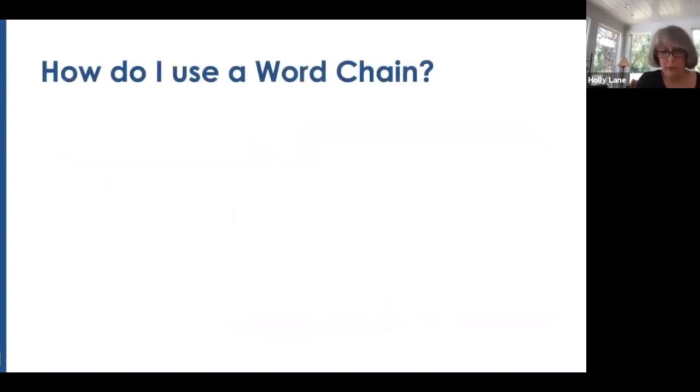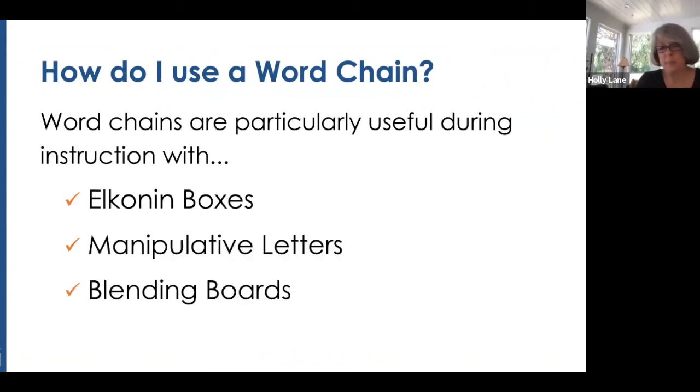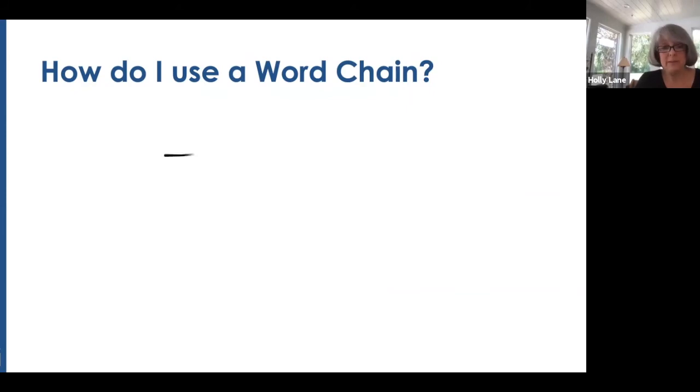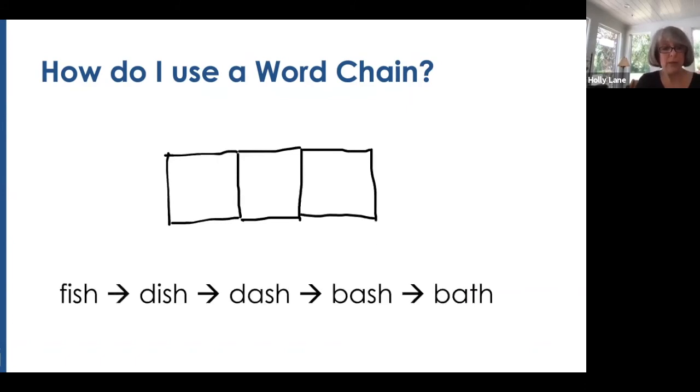So how do you actually use a word chain? Well, all of the activities that you've heard about so far can be incorporating word chains. So Elkonin boxes, manipulative letters, blending boards. So in Elkonin boxes, to do practice with a word chain, you can do the same kind of initial practice that we talked about, incorporating, what says F, good, what says I, and so forth, and filling in the boxes for the Elkonin boxes. But then, instead of just leaving it there and moving on to a completely different word, you can change a little bit at a time.